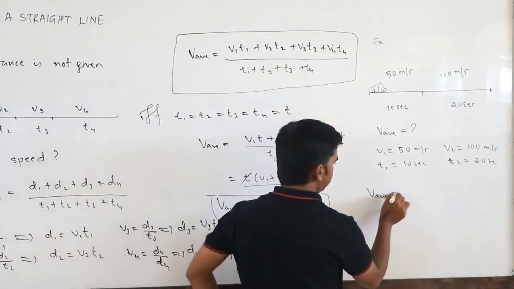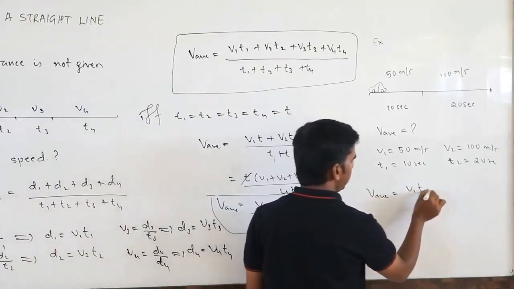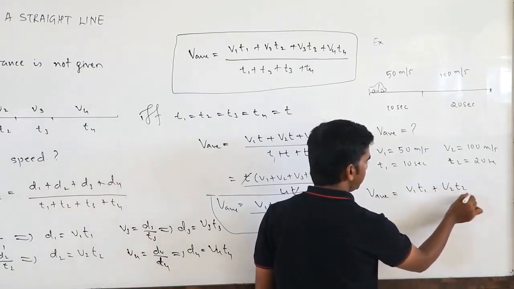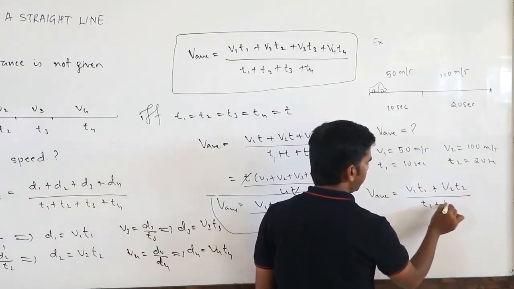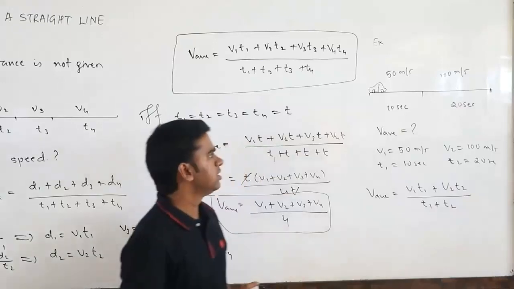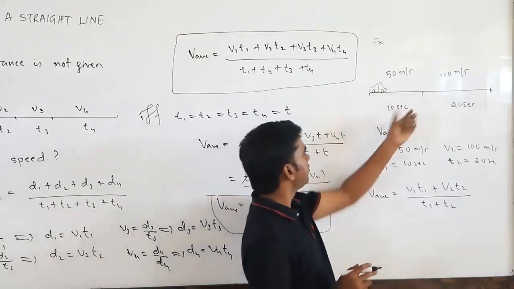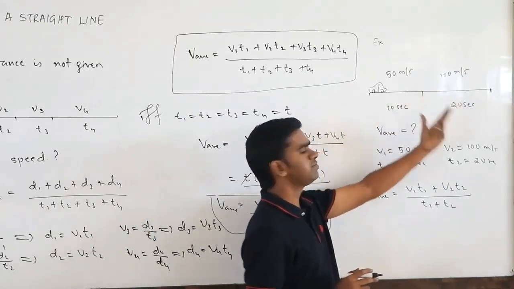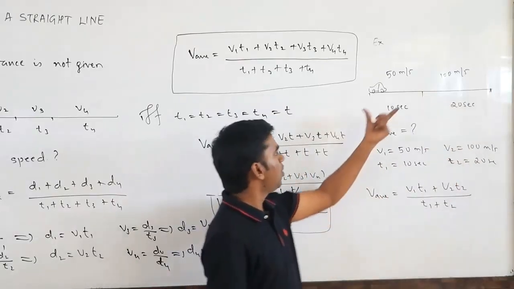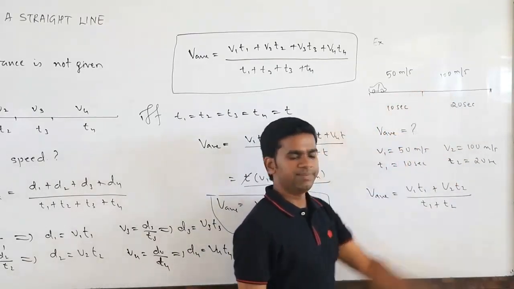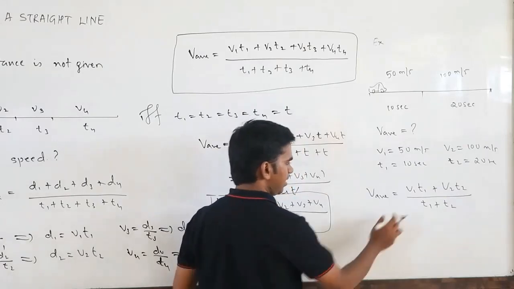So V average is equal to V1 T1 plus V2 T2 divided by T1 plus T2. Okay. Then they have given the velocities for the first time interval and the velocities for the second time interval. They are not given the distance. So that we can calculate with the help of this one.